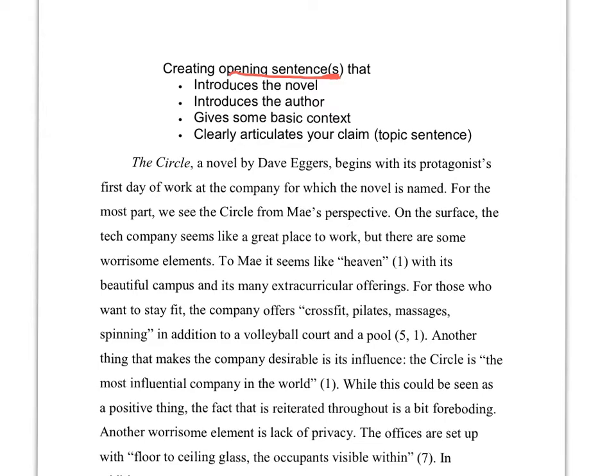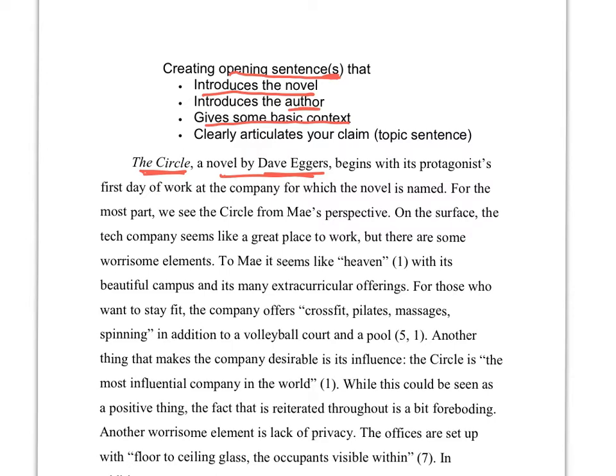First is to introduce the novel, meaning introduce the novel title. So we see that here, The Circle. Second is introduce the author, so we have some context for who wrote the book, by Dave Eggers in the sample. Then you do want to give some basic context for what's going on in terms of what the novel is about or perspective or things like that.